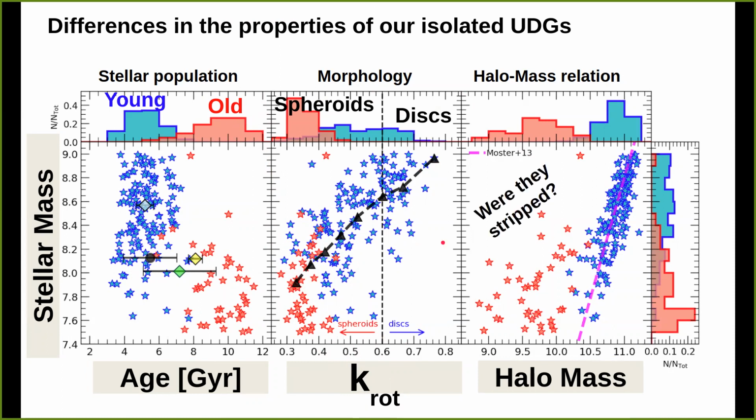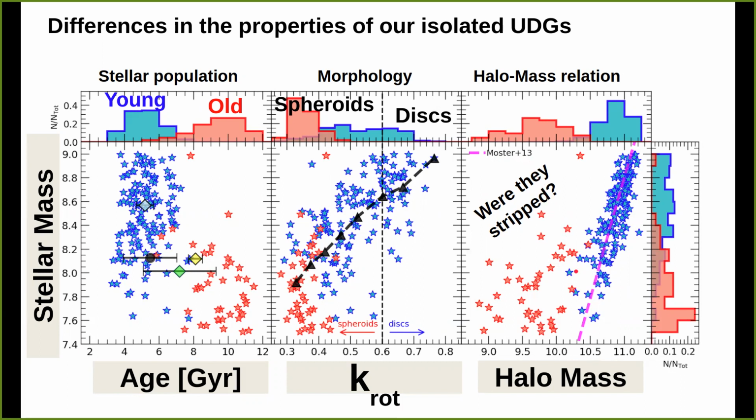And in the right panel, we have a relation between stellar mass and halo mass. We can see that those quenched galaxies are dark matter deficient compared to the blue population. All of this compared with the abundance matching relation by Moster.